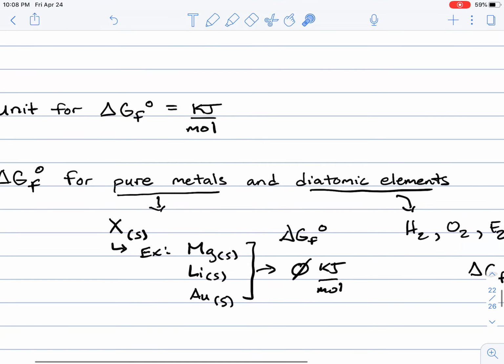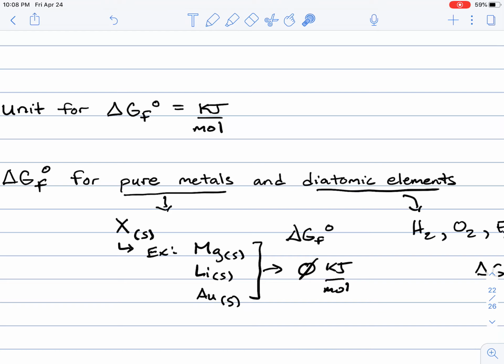However, for entropy, each substance, regardless if it's a pure metal, a diatomic element, or a molecule or a compound, will have some type of entropic value. And so therefore, for pure metals and diatomic elements, the entropy of formation is going to be some value. Right? There is going to be some value that's associated to it.